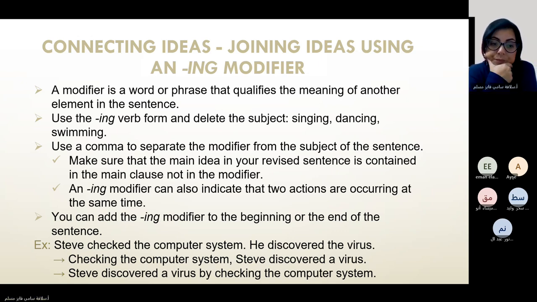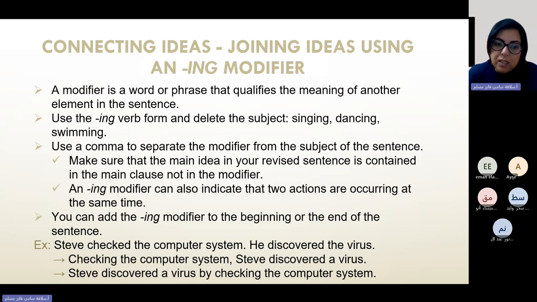Yeah, Iman. Checking the computer system, Steve discovered a virus. Steve discovered a virus by checking the computer system. Okay. All right. So you can either use the modifier ing at the beginning of a sentence, checking the computer system, Steve discovered a virus. Or you can use it in the dependent sentence. Steve discovered a virus by checking the computer system.